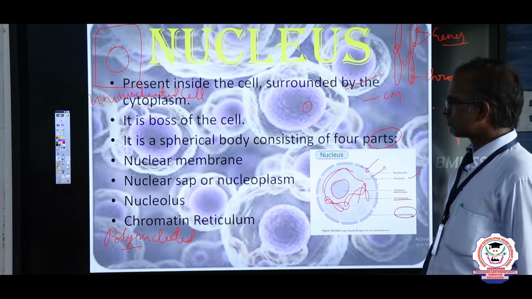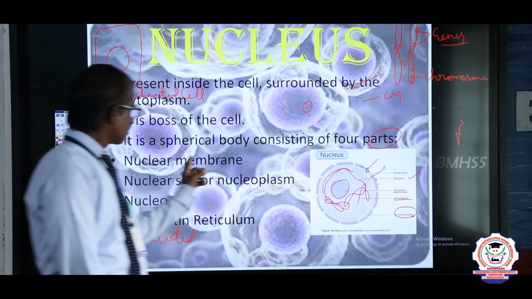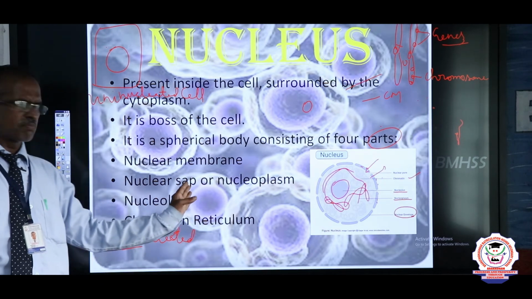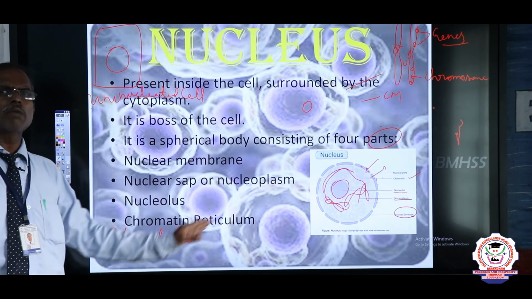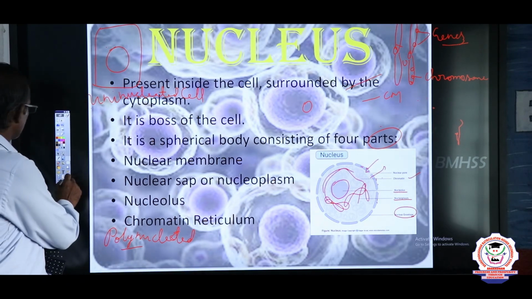It is a spherical body consisting of the following parts. What are the parts of the nucleus? Nuclear membrane, nuclear sap, nucleolus and chromatin reticulum. Chromatin reticulum. Good.